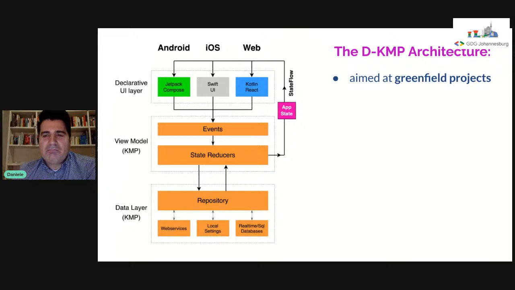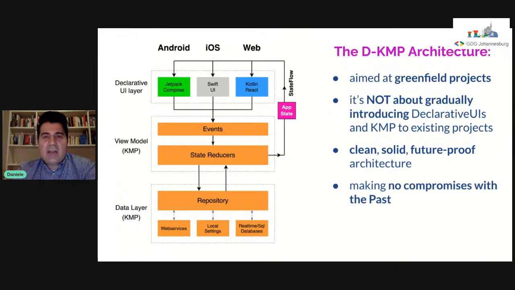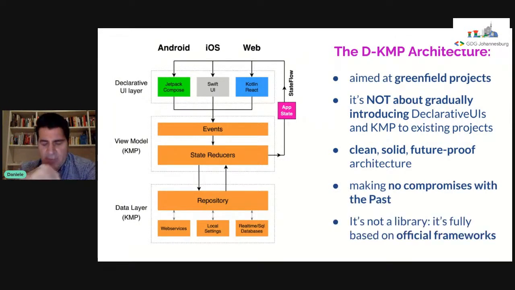Okay, so one important assumption we need to make from the very beginning is that this D-KMP architecture is aimed at greenfield projects. Our architecture is not about gradually introducing declarative UIs and KMP to an existing project, but about providing a clean, solid, and future-proof architecture which makes no compromises with the past. It is also very important to highlight that D-KMP is not a third-party library, it's an architecture. It is based on the official frameworks: Jetpack Compose, SwiftUI, Kotlin Multiplatform. So there is nothing extraneous or foreign or third-party that needs to be involved to build apps using this architecture.